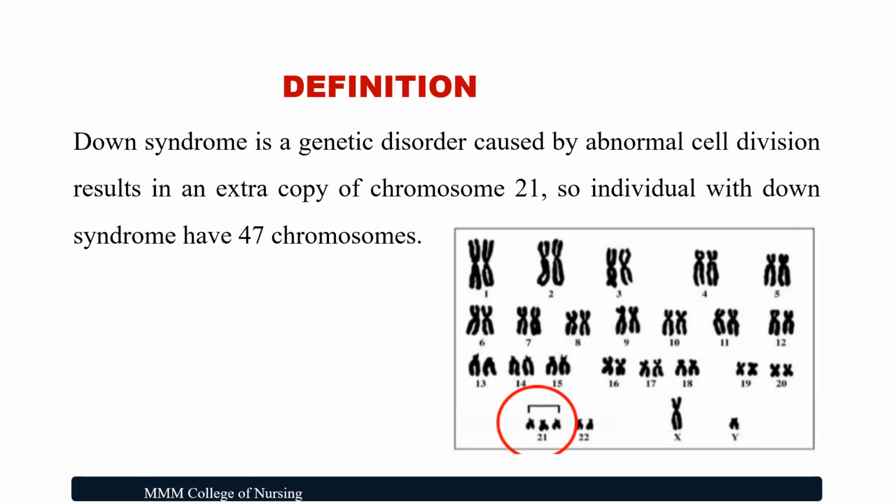Definition: Down syndrome is a genetic disorder caused by abnormal cell division that results in an extra copy of chromosome 21. So, individuals with Down syndrome have a total of 47 chromosomes.